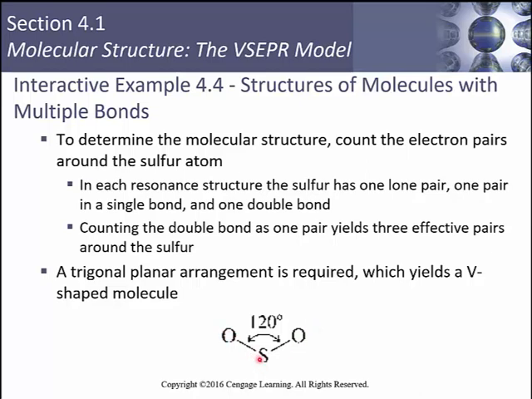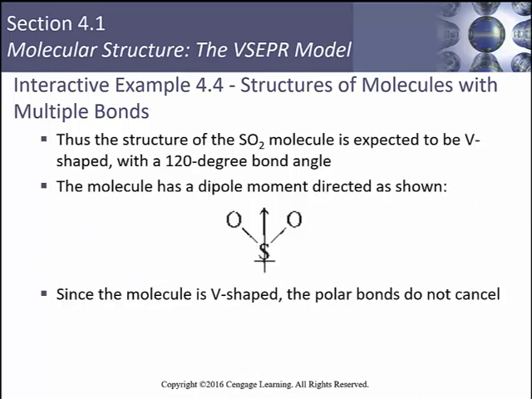So our molecular geometry, remember, just includes the atoms. Thus, the structure of the SO2 molecule is expected to be V-shaped with a 120-degree bond angle, more or less.